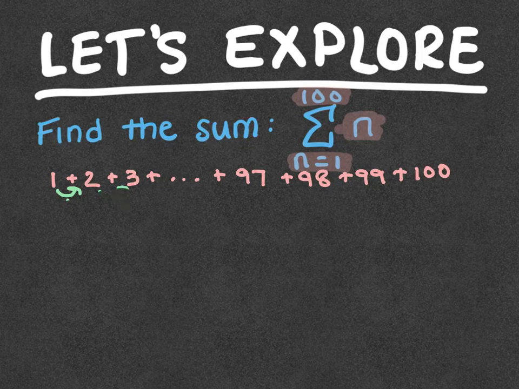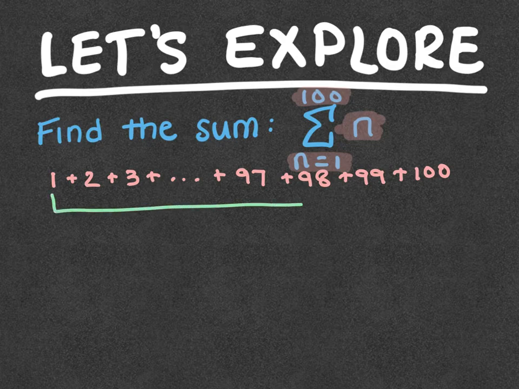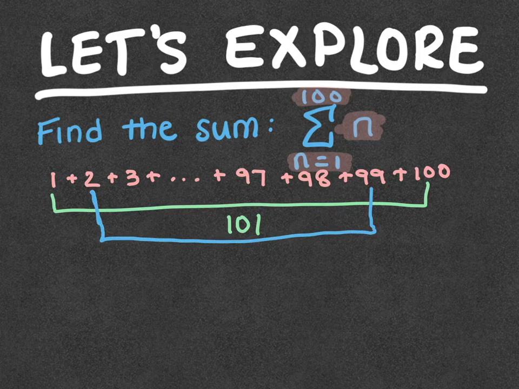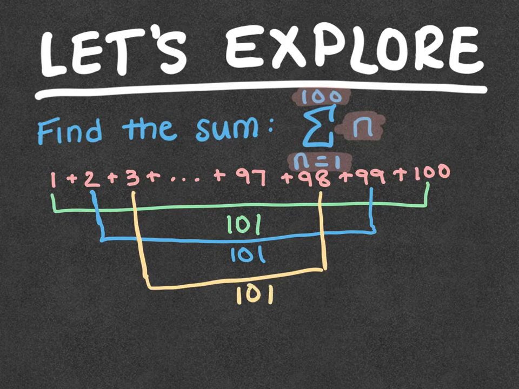Secondly, we're going to see if we can find any patterns here. If I look at my first term and my last term, 1 and 100, I know that 1 plus 100 is 101. If I then do that again, if I look at my second term and my second to last term, 99 plus 2 is also 101. And this is what Carl Gauss discovered. He's like, wait a second, if I do that each time, 3 plus 98 is 101.